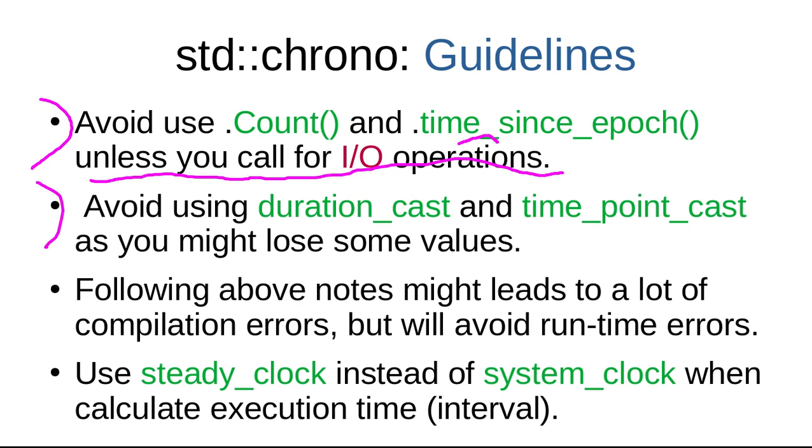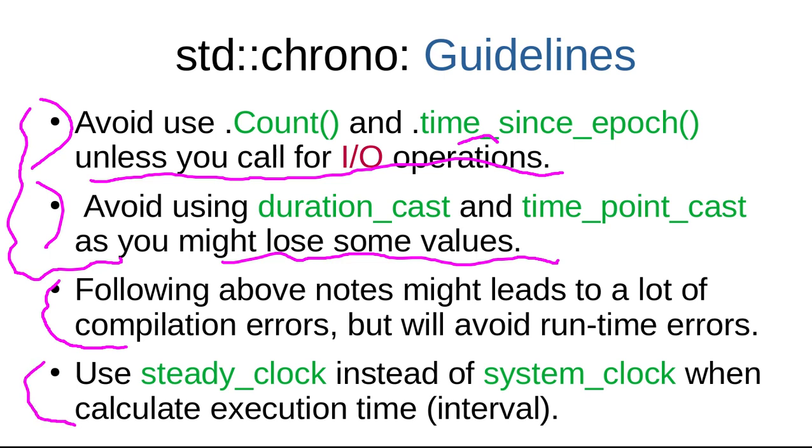Second thing, avoid using duration cast and time point cast, because if you force explicit casting, you might lose some of the values. When you call duration cast to cast 90 seconds into minutes, the result will be 1 minute and you lose some part of the value. Because of those two things, you might have a lot of compilation errors, so try to fix these compilation errors instead of forcing the use of count or duration cast, because at the end, after you fix your compilation errors, you will avoid any possibility of runtime errors.